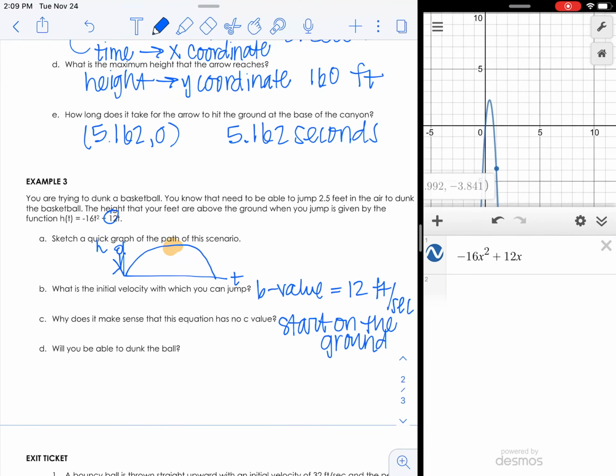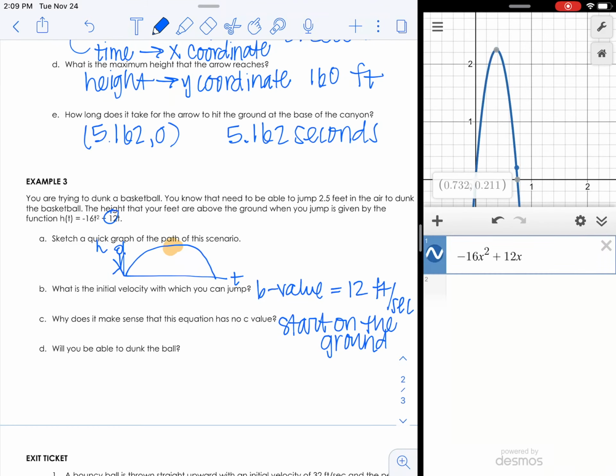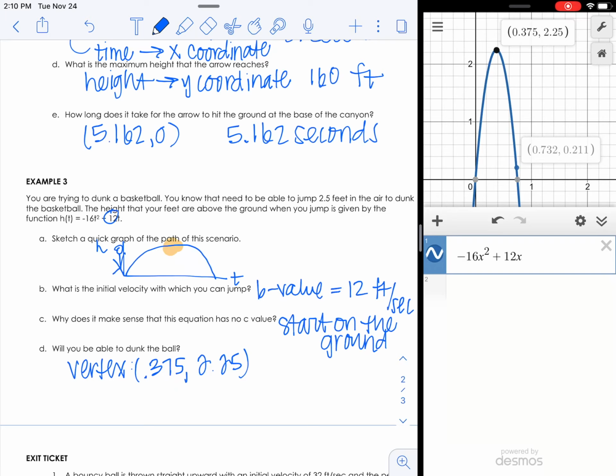Okay. So here we're way, way shorter. If we look, that vertex point is the point 0.375, 2.25. So that tells me after 0.375 seconds, the bottom of your feet are 2.25 feet up. We will not be able to dunk because you have to be able to jump 2.5 feet in the air. So in this case, no, because your max is only 2.25 feet, and you needed it to be 2.5.